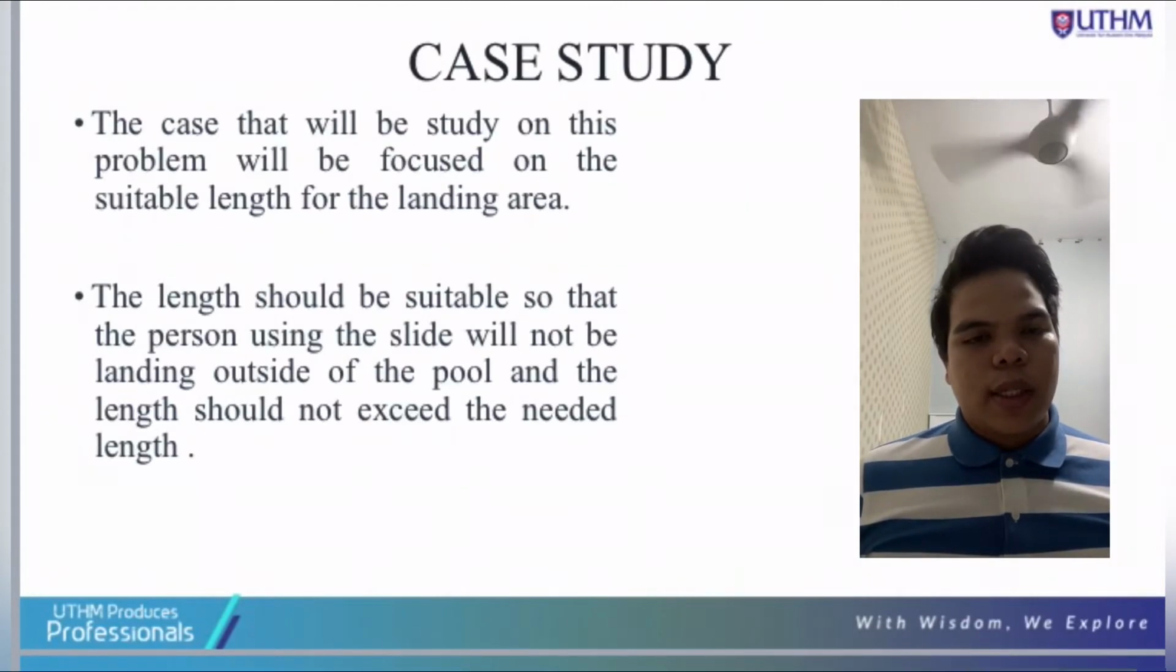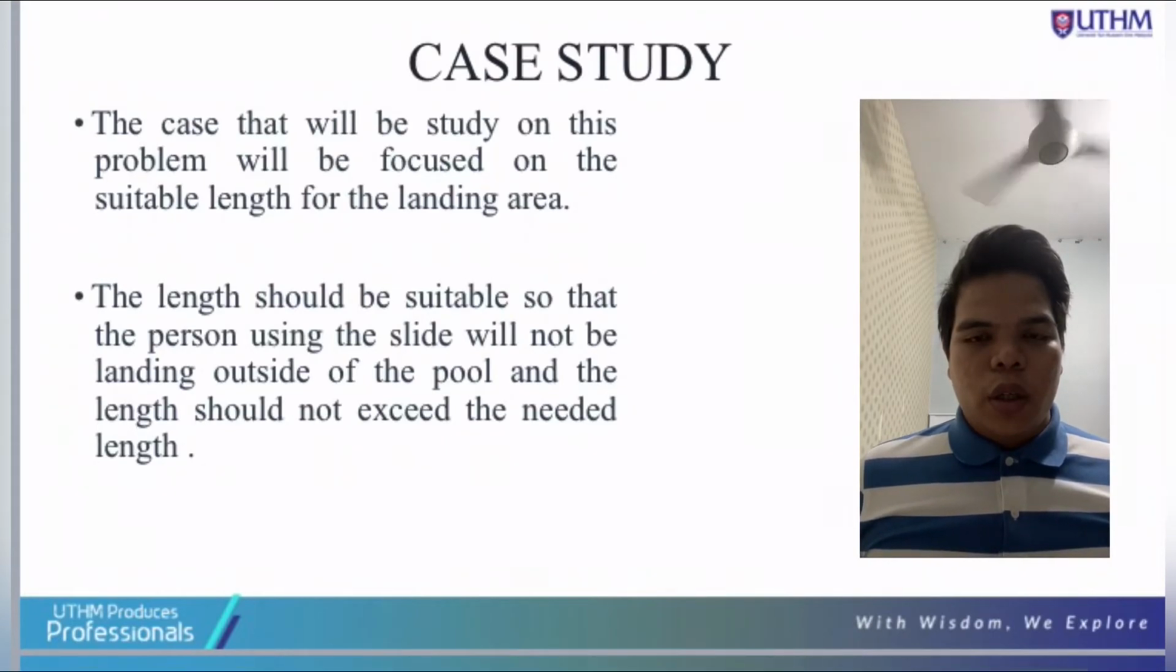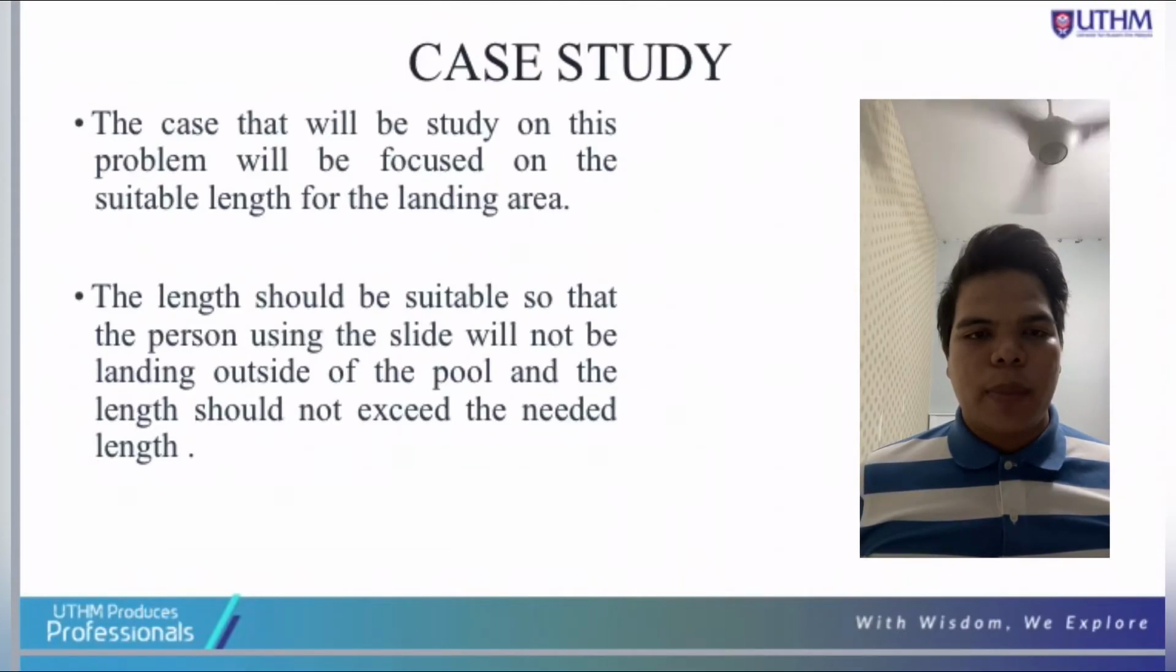As an example, simple one-dimensional projectile motion has no horizontal movement. In this section, we consider two-dimensional projectile motion, such as that of a football or another object for which air resistance is negligible. The length should be suitable so that the person using the slide will not land outside of the pool.